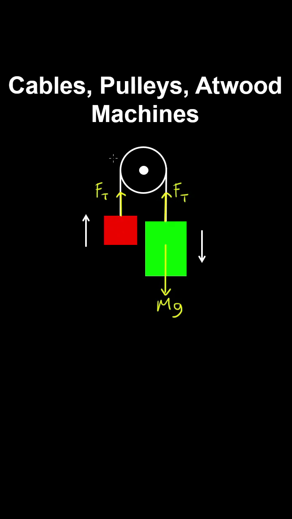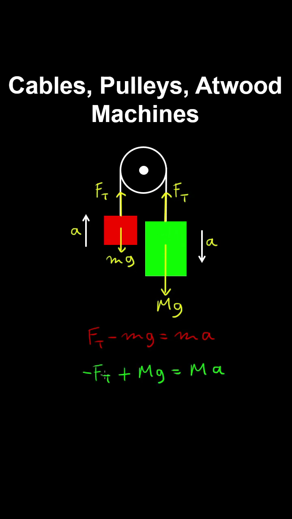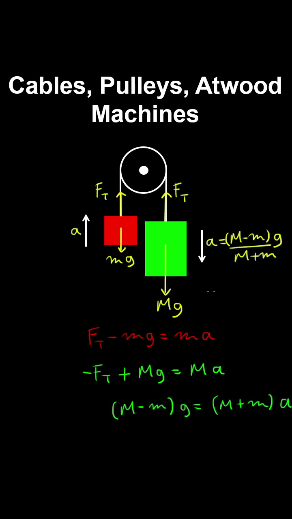And this smaller block accelerates upwards, so we expect that the force of weight is smaller than the tensile force in the cable. And the acceleration of each block is going to be equal in magnitude. If we apply Newton's second law to the red block, and then applying Newton's second law to the green block, and now we can add these two equations to eliminate the tensile force, and then solving for the acceleration, and now you can substitute this into one of these equations to obtain the magnitude of the tensile force, which I'll leave for you as an exercise.